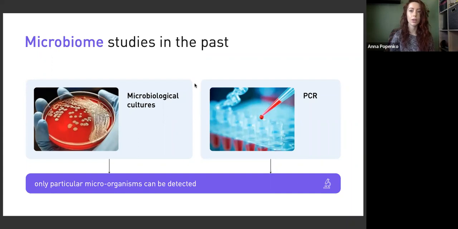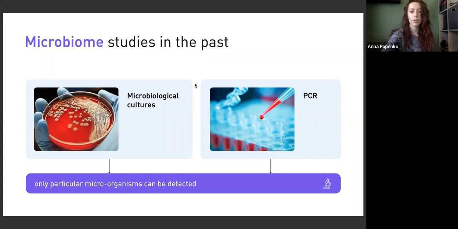The second method, probably very common to you, is PCR analysis. It does not have this limitation. During PCR, you do not have to grow your bacterium, but PCR is done only for a particular target. So you should know which bacteria you're trying to catch with the PCR. You cannot get the full community only by PCR.